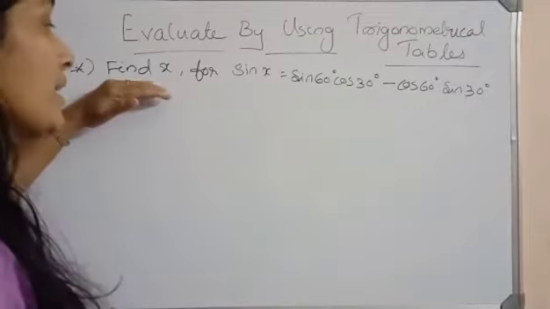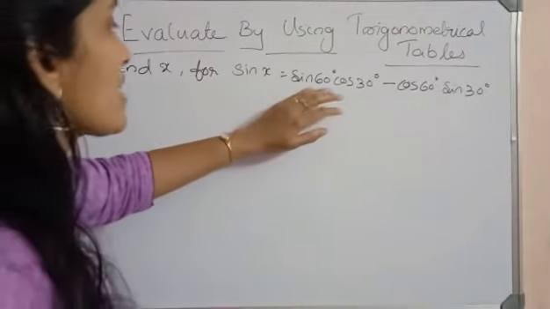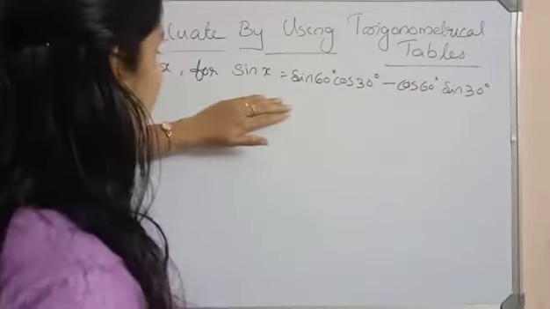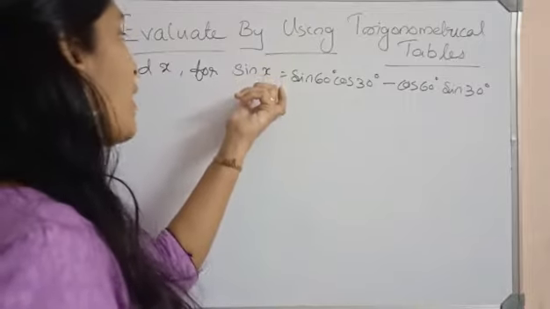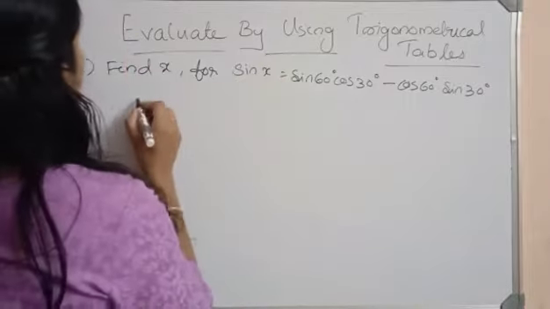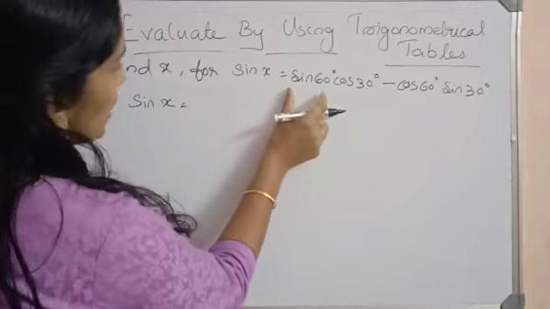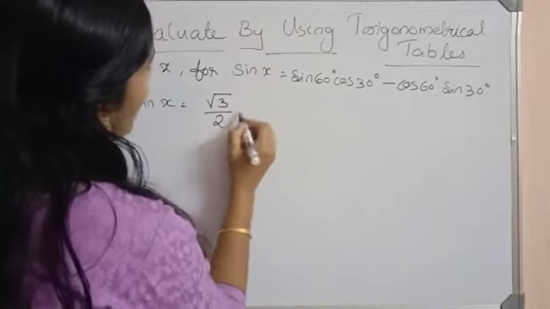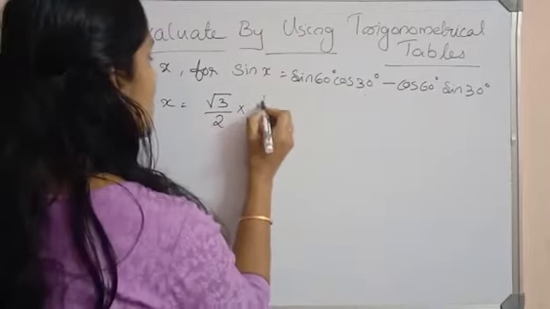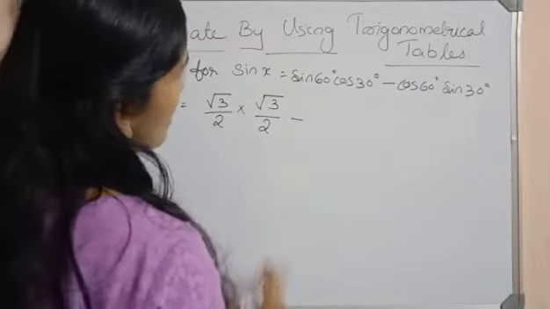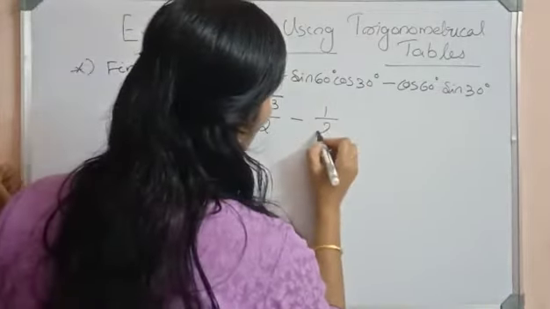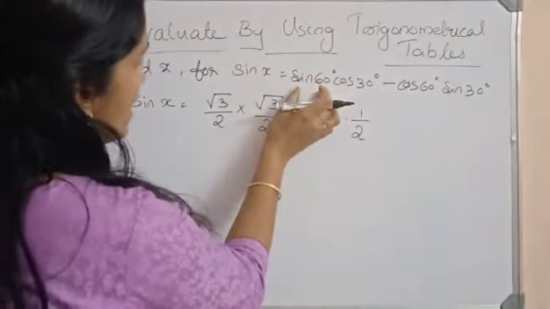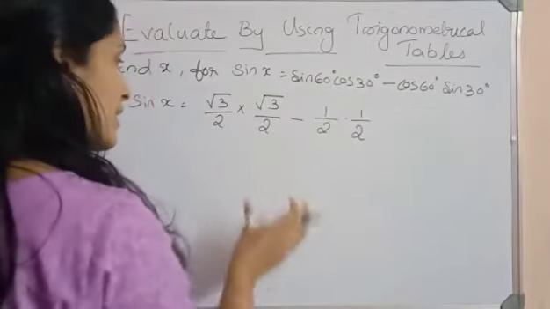Consider the question. Find x for sin x is equal to sin 60 degree cos 30 degree minus cos 60 degree sin 30 degree. So by using this data, we need to find the value of x, or find the angle x. Let's consider this. Sin x is equal to, what is sin 60 from the tables? We can say that sin 60 is root 3 by 2 into cos 30 is again root 3 by 2 minus cos 60 is 1 by 2 and sin 30 is 1 by 2. So we need to substitute the values of sin 60 and cos 60 in these places and then simplify.